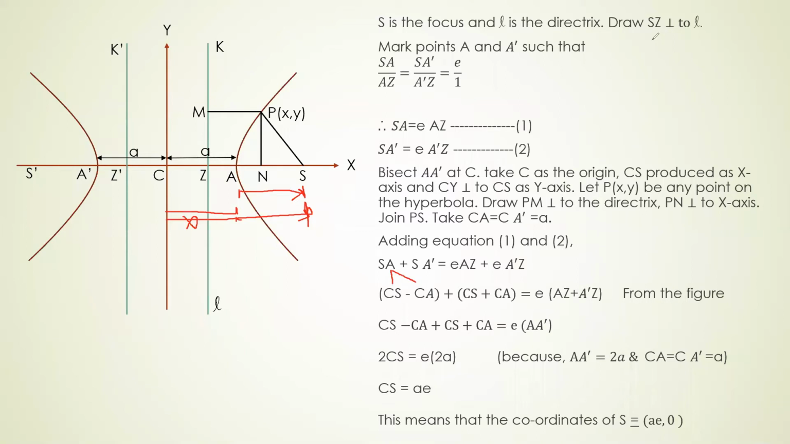Similarly, let us see how much is SA dash. Here we have S, and this is where we have A dash in total. It is the addition of CS plus CA dash. So SA dash will be equal to CS plus CA dash. This is A dash.